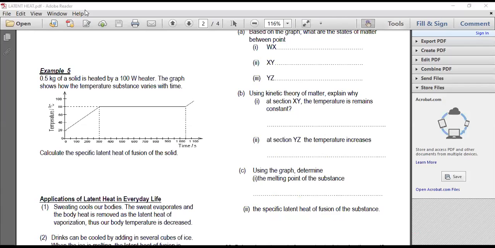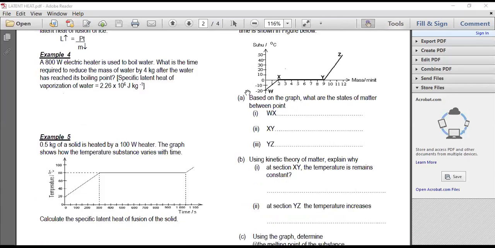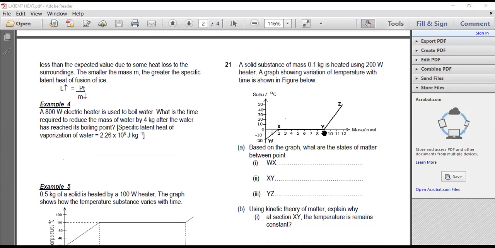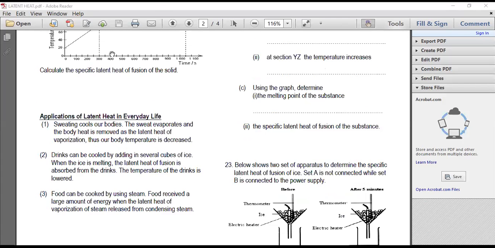Next, using the graph, determine the melting point. What is the melting point? The melting point happens here, at XY. The melting point temperature here is 0, so the melting point will be 0 degrees Celsius.